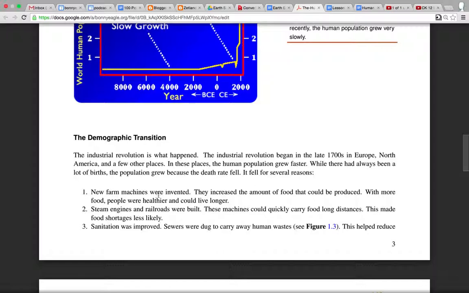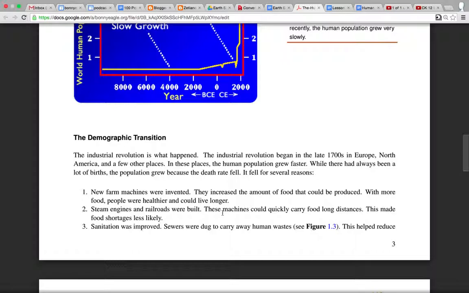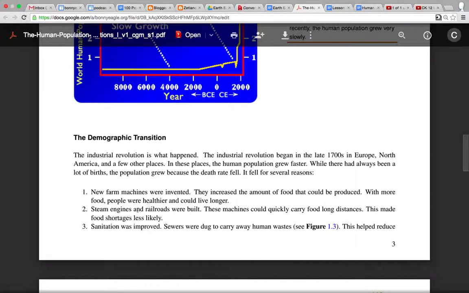1. New farm machines were invented. Excellent, more food. We love that. They increased the amount of food that could be produced. With more food, people were healthier and could live longer. 2. Steam engines and railroads were built. I agree. These machines could quickly carry the food long distances. This made food shortages less likely.